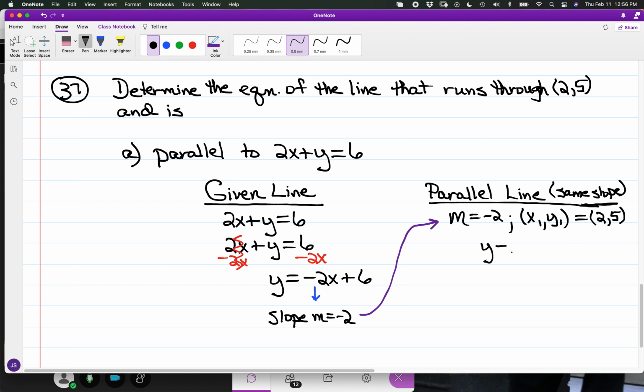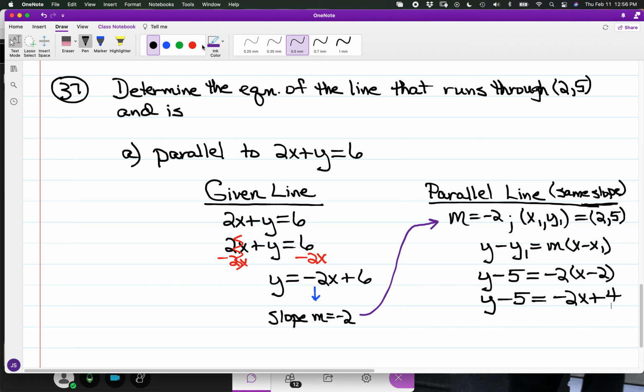So for what we will have here, just going through the point-slope equation setup: y minus y1 is equal to the slope m times the quantity of x minus x1. So we're going to have y minus 5 is equal to -2 times the quantity of x minus 2. Distributing -2 over the quantity of x minus 2, you have -2x plus 4.